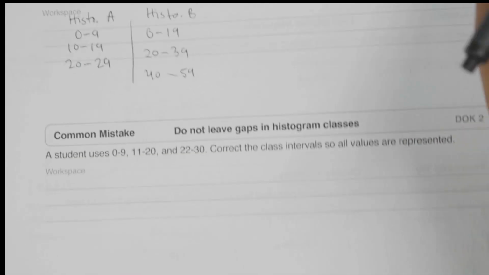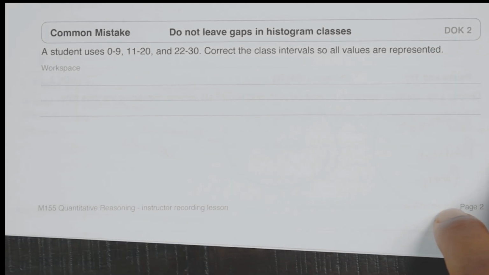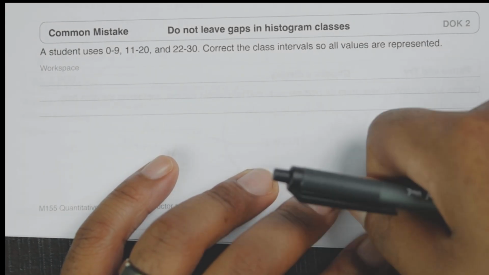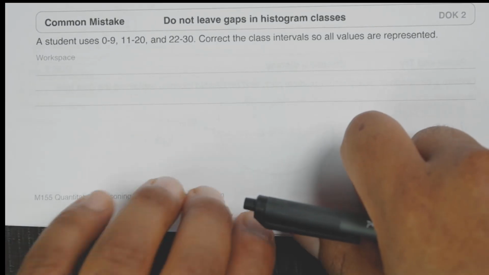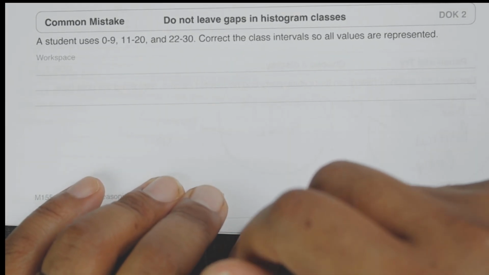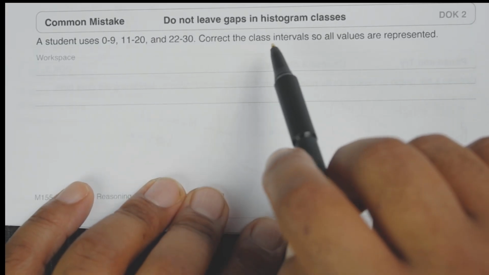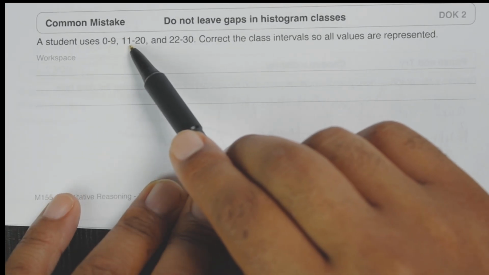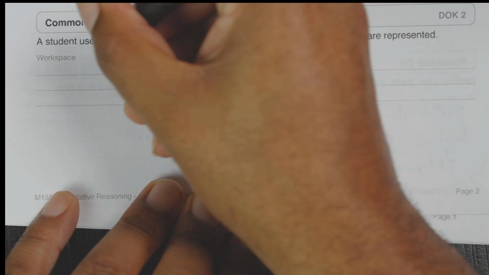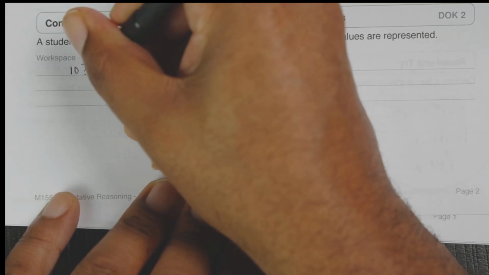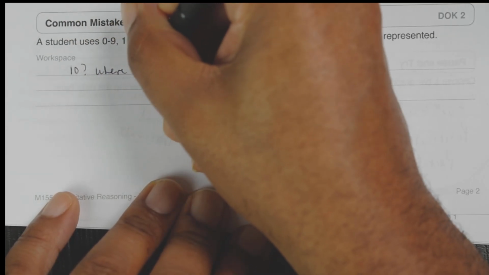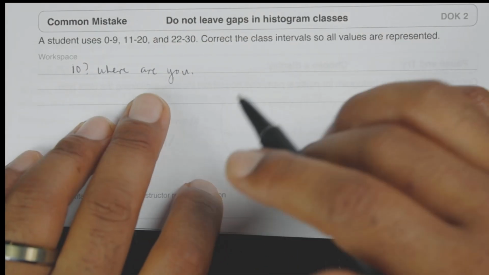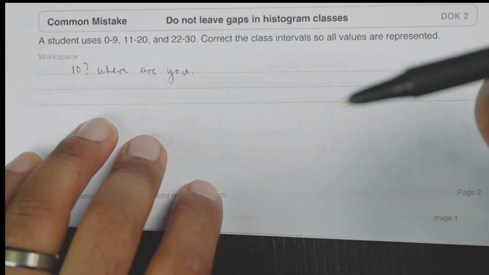Common mistake. Suppose a student uses 0 to 9, 11 to 20, 22 to 30. What's wrong with that? Well, we are missing 10. It says correct the class intervals, so we're missing 10. Where's 10 located? We don't even see it.